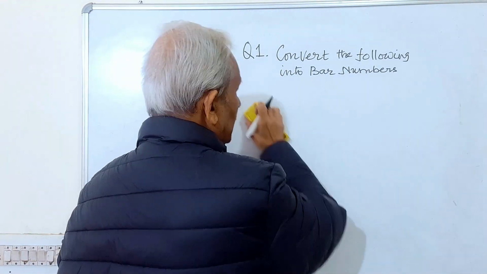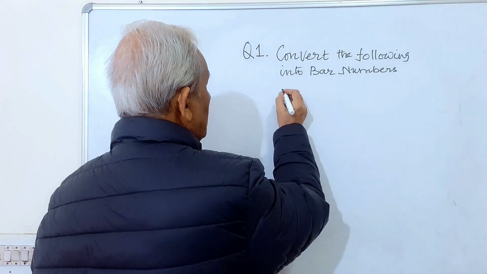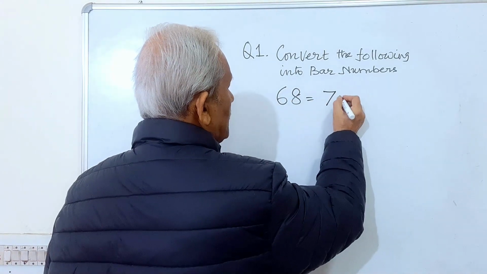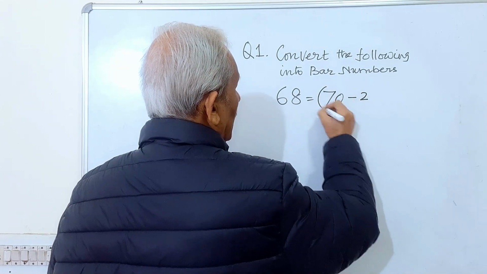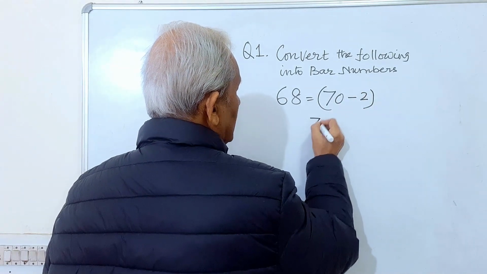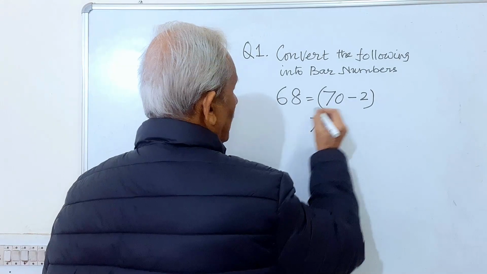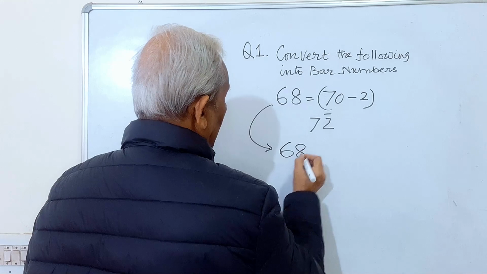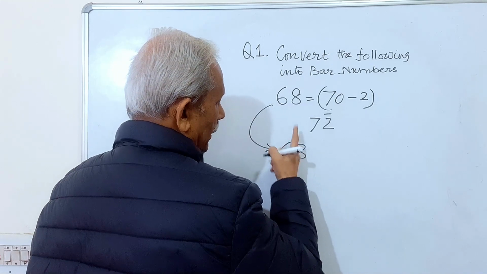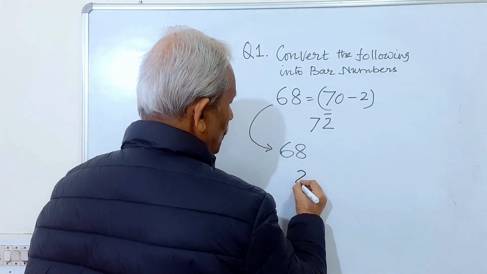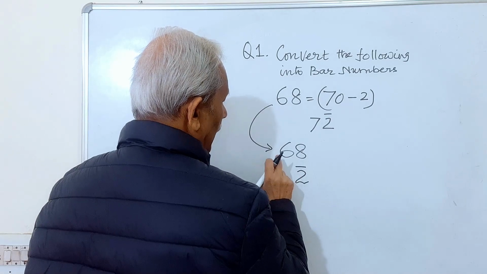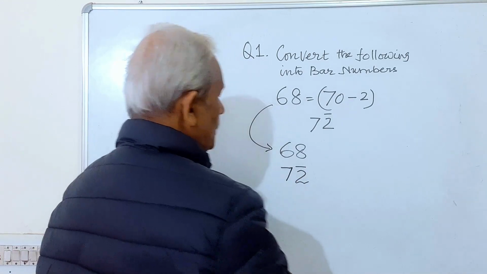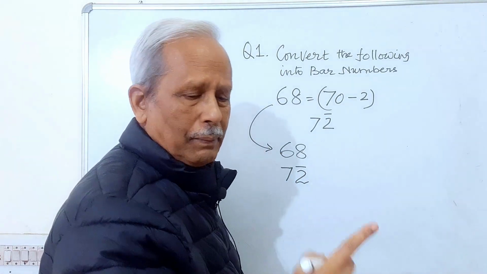Let us now do the third question, 68. I'll do it both ways. 68 can be written as 70 minus 2. And 70 minus 2 can be written as 7 and 2 bar. In other words, for 68, subtract the number in the ones place from 10, it becomes 2, and 2 is the bar, and increase the left number by 1 and make it 7, so it becomes 7, 2 bar, right? 7, 2 bar.